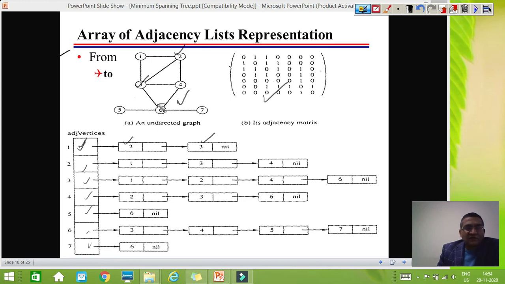Now if you look at this, with 6 we have direct connections to 3, 4, 5 and 7. So you can see that with the list entry 6 we have 4 nodes connected: 3, 4, 5, 7. So this is how we can make use of an adjacency list.